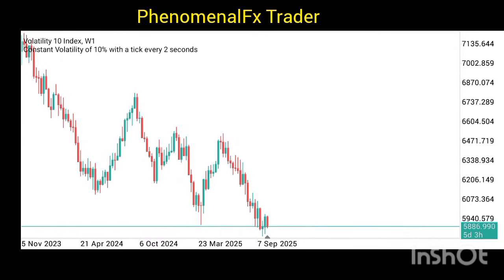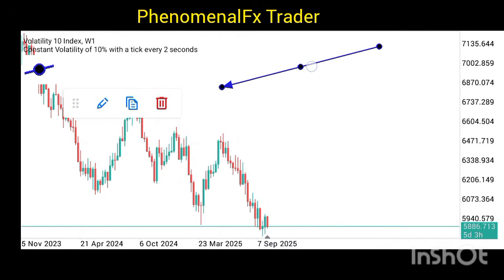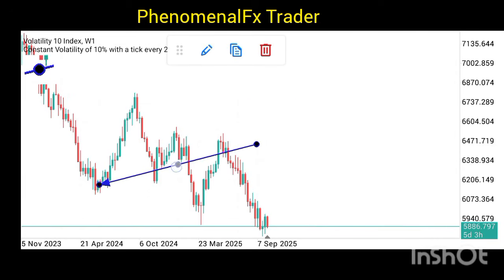All right, so you can see on the weekly time frame, the market is strongly bearish. As you can see, we have lower highs and lower lows. This is a lower high right here, and this is a lower low. Previous lower low. This is a lower high. This is a lower low here. This is a lower high, and this is a lower low right here, as you can see.